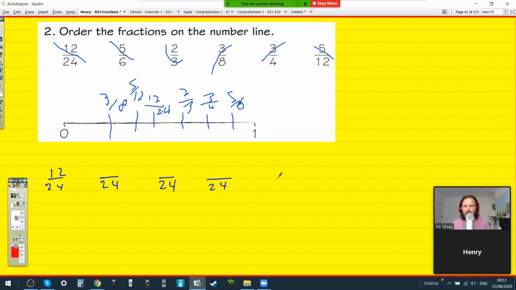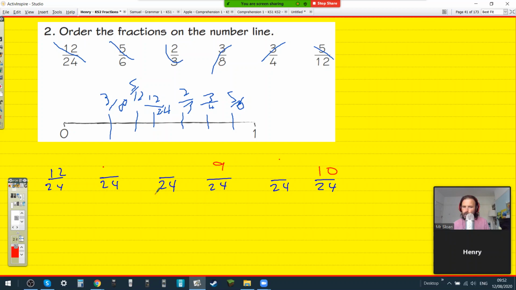So if you're to make all the fractions over 24, what would each one be? So 3/8 would be... wait, no, 9. So 3/8 would be 9, and then 5/12 would be 10. 10 over 24, yeah.